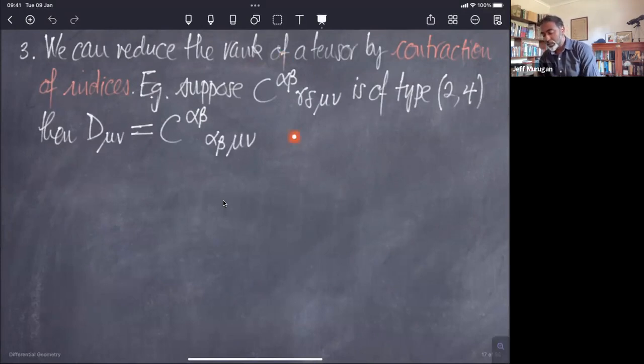So I started off with C alpha beta gamma delta. I've set the gamma delta equal to alpha beta, and if I find that they match upstairs and downstairs, then I have to sum over them. So then I apply the Einstein summation convention. So the alpha and beta then become dummy indices in that sum. So what's left as free indices are the mu and the nu. So there's a mu and the nu on the left-hand side and a mu and the nu on the right-hand side. So even though this looks like a type 2,4 tensor, because these indices are the same and summed over, in other words, they're contracted, it is really just a 0,2 index object.